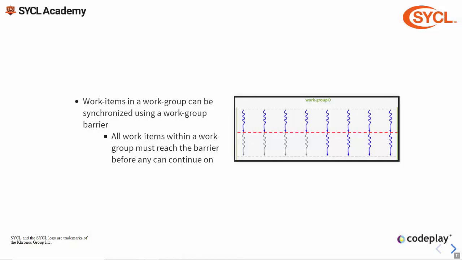The work items of a workgroup can be synchronized using a workgroup barrier. When triggered, a workgroup barrier will wait for all other work items in the same workgroup to reach that point before any of those work items are allowed to continue on.